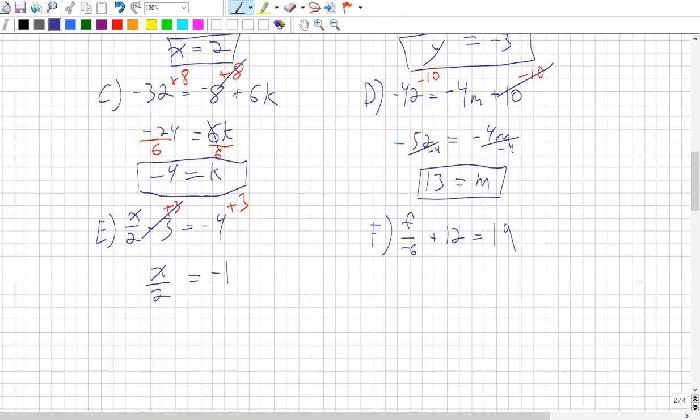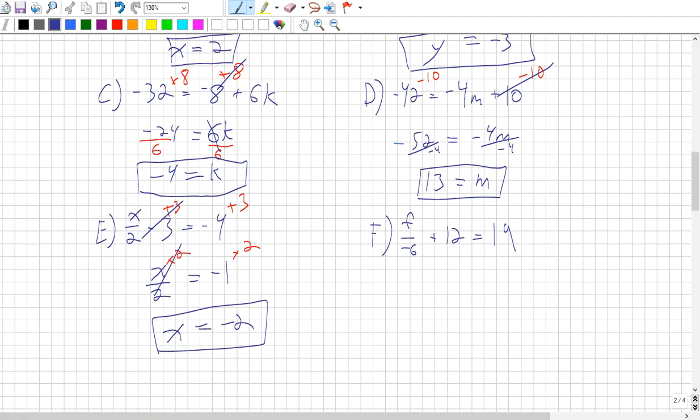Again, your integers are very important here. If you do negative 4 plus 3 and you get negative 7 or something, your final answer will be incorrect. And my final step, because this is x divided by 2, I multiply both sides by 2. So I end up with x, because remember the 2's canceled to become 1, and negative 1 times 2 is negative 2.